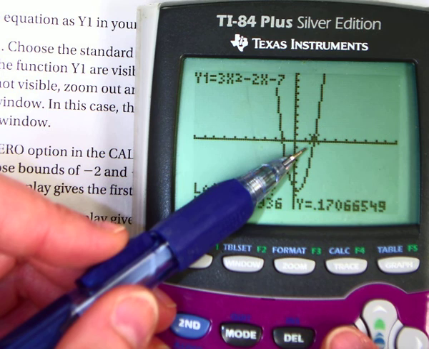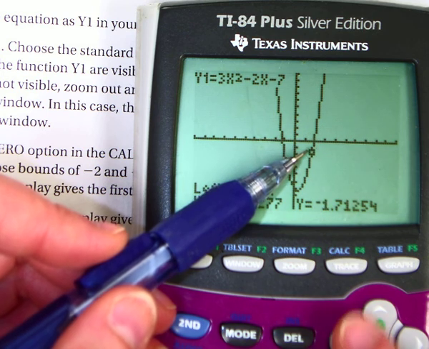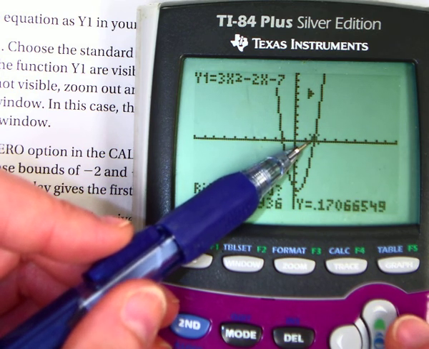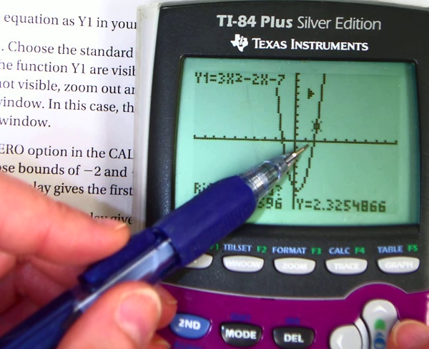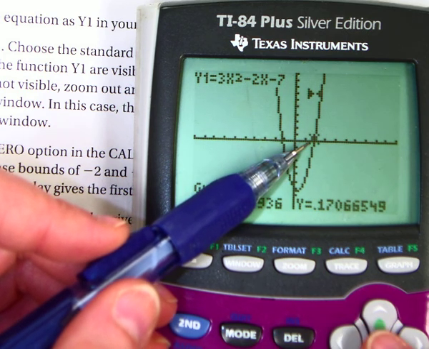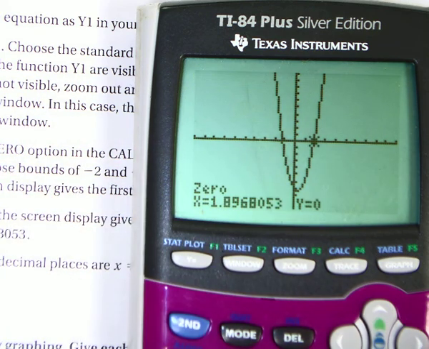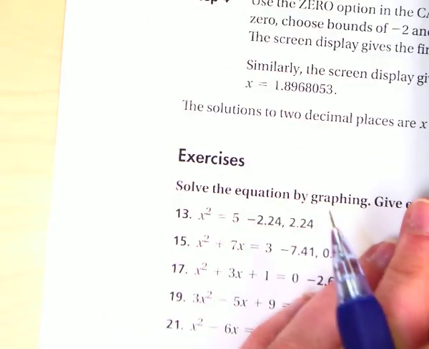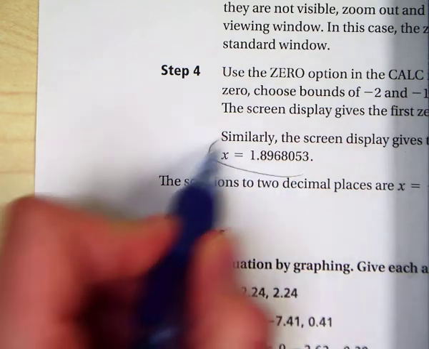So I'm like on the spot right now. So I'm going to hit the left button. Hit enter. Now go to the spot and go to the right of it. Hit enter. Go down so you take a nice guess and hit enter. And you can see the other 0 is 1.8968053 and so on. That's exactly what the paper says.